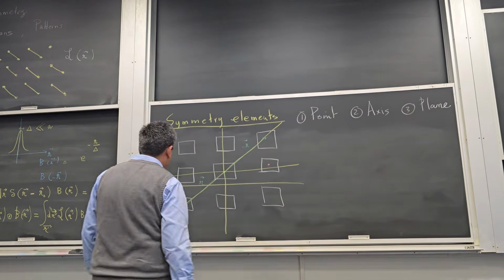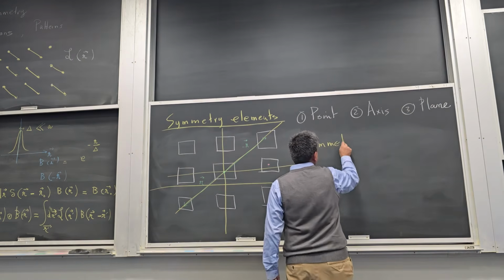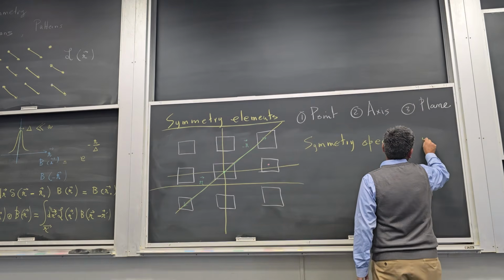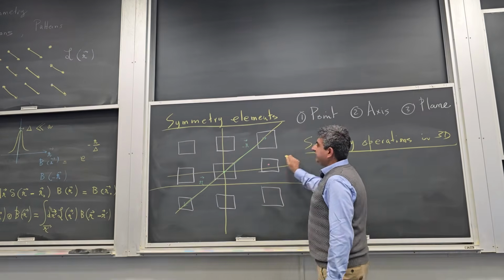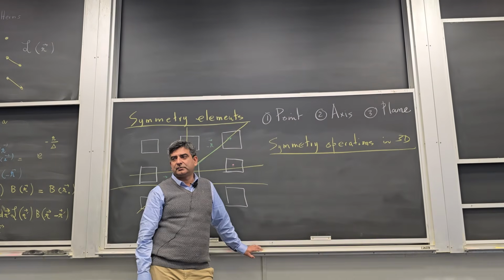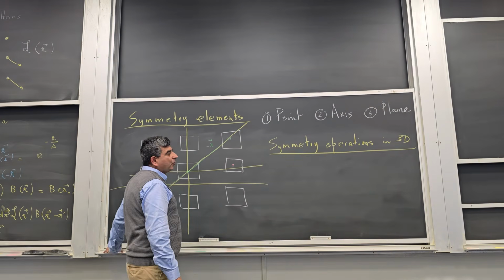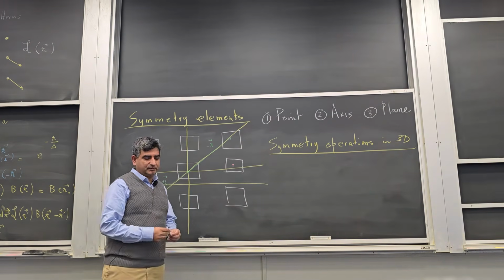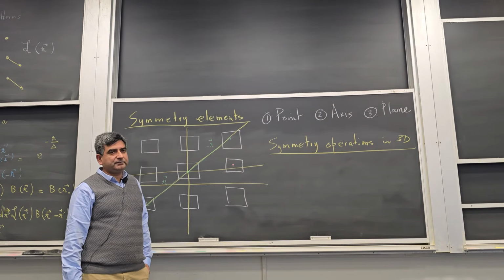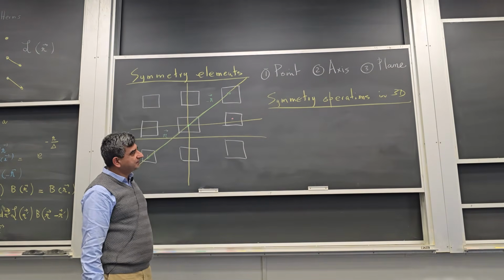Alright, so let's move on to 3D, symmetry operations in 3D, since in ordinary cases our solids are three-dimensional. Okay, they're all three-dimensional. So in 3D, what kind of symmetry elements exist? Let's first look at the symmetry axes.